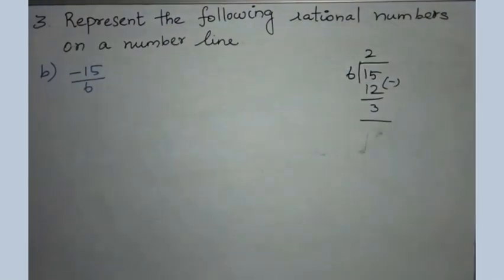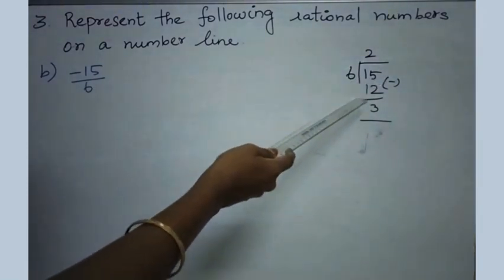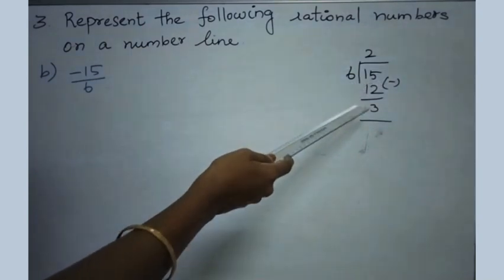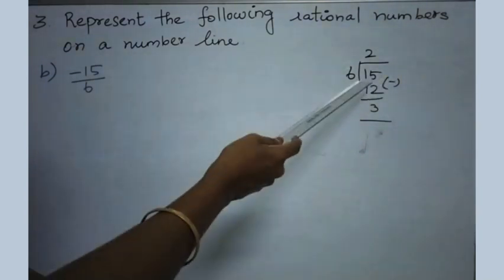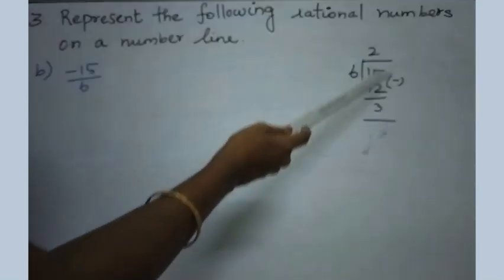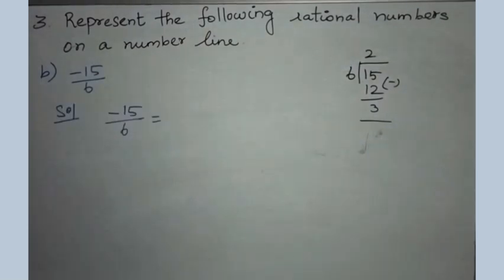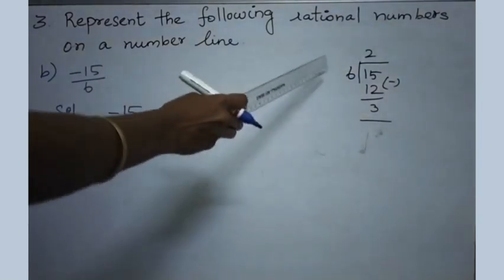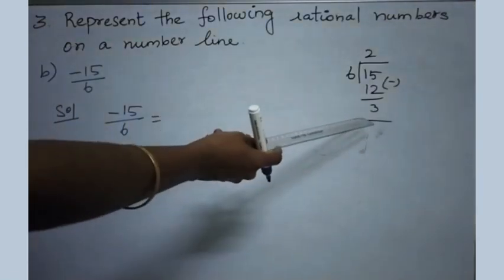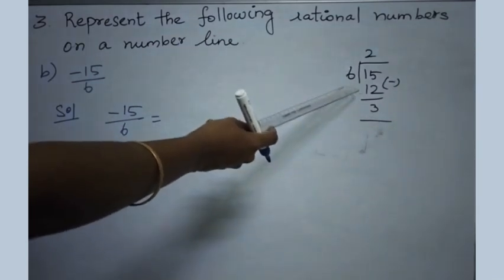So how do you do the division? In 15, how many times 6? It could not come to 15 in the 6 table. Yes, so we multiply by 2 times and then subtract, and get the answer 3. Here the quotient is 2, the remainder is 3. So how do you write it in mixed fraction? What is the whole number here? Here the whole number is 2. You write the whole number here. And what is the remainder? 3. 3 is the numerator. And what is the denominator? 6.